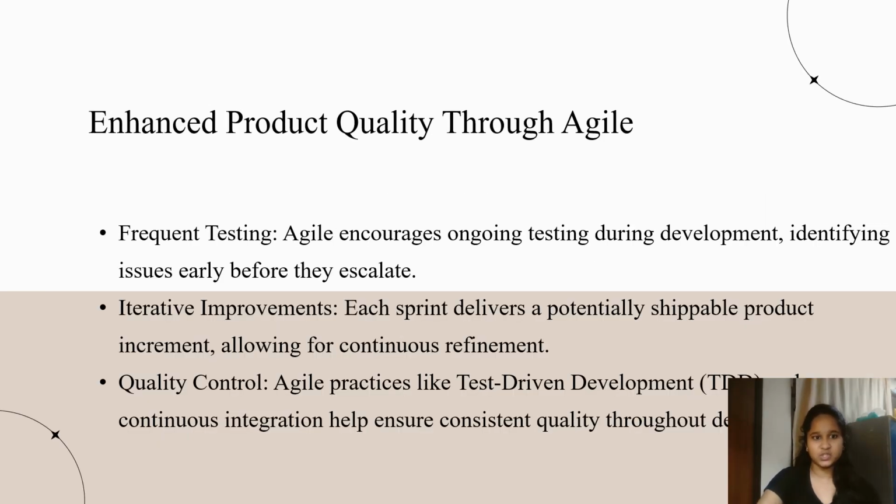Enhanced product quality through Agile. It has frequent testing. Agile encourages ongoing testing during development, identifying issues early before they can escalate. For iterative improvements, each sprint delivers a potentially shippable product increment, allowing for continuous refinement. And the third one will be quality control. Agile practices like test-driven development and continuous integration help to ensure consistent quality.